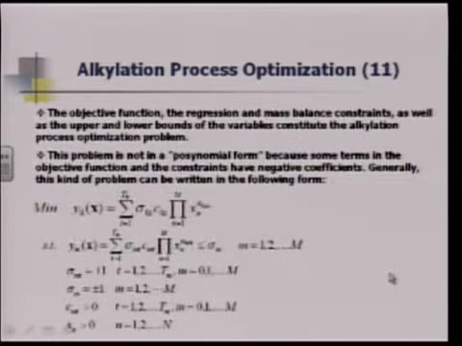And then what? After so many tedious manipulations on the objective function, the regression and mass balance constraints, as well as upper and lower bounds on the decision variables, this chemical reaction process optimization problem is finally formulated as what? A geometric program.